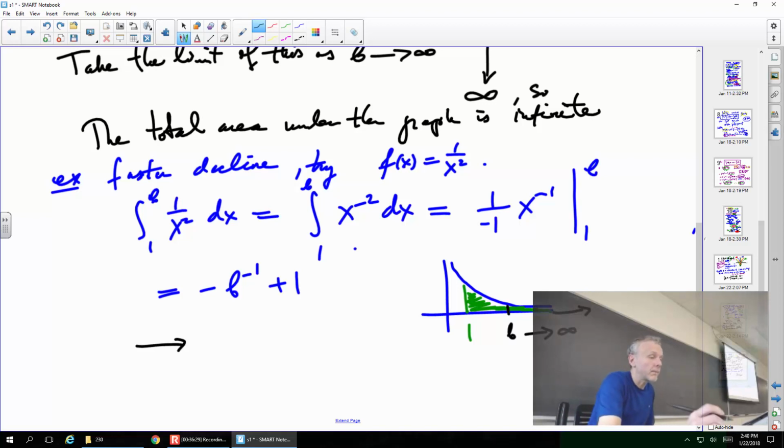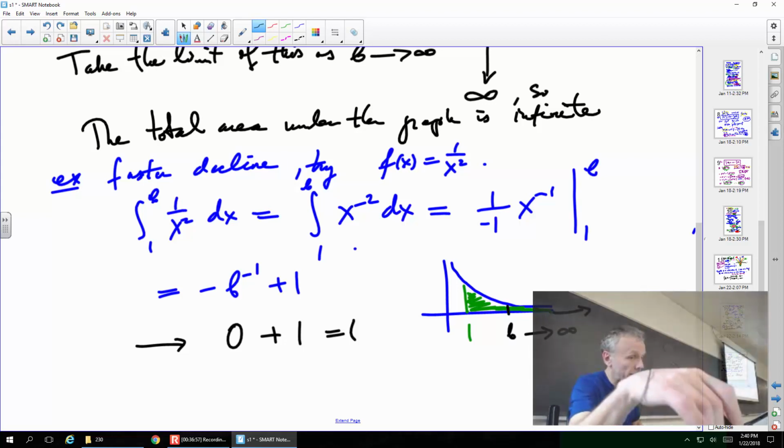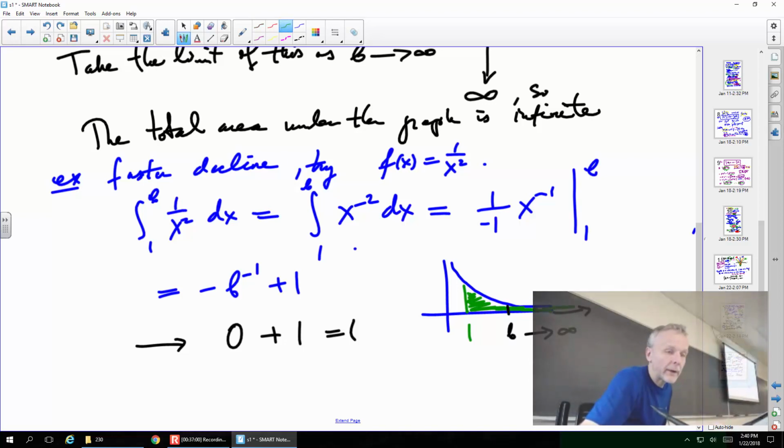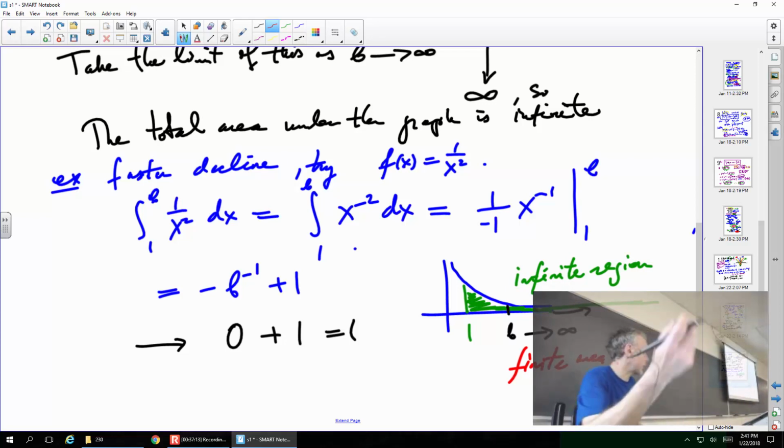So what's the limit as b goes to infinity? It goes to 1. b to the negative 1 is simply 1 over b, so this one goes to 0, and this goes to 1. So the answer is 1. We have demonstrated that this infinite region has finite area. So, infinite region, yet finite area. It is in fact equal to 1.